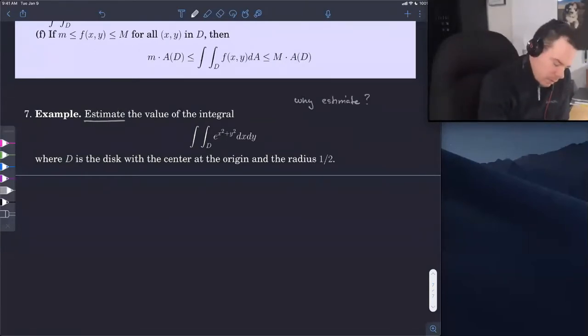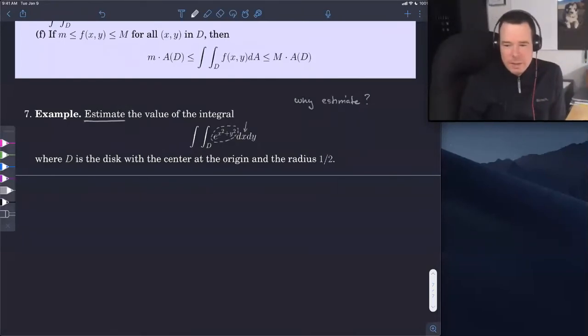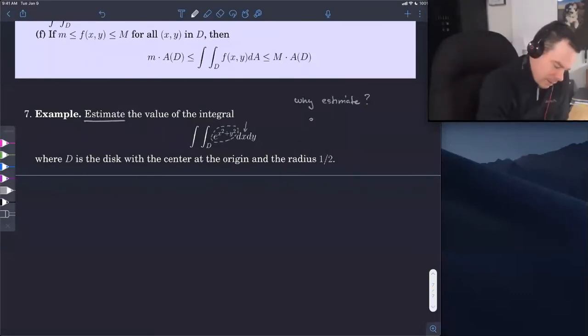Well, the point is if we're going to want to evaluate or find the exact value, then what we need to do is we need to, looking at this function here, and the fact that the first variable of integration is x, or we could switch it and do y, it doesn't matter. But the point is that e to the x squared plus y squared does not have an elementary antiderivative.